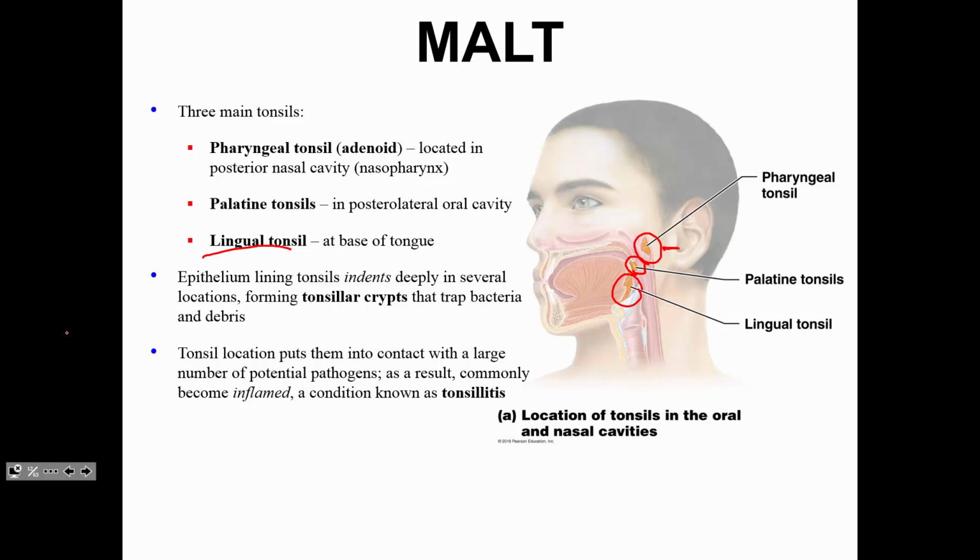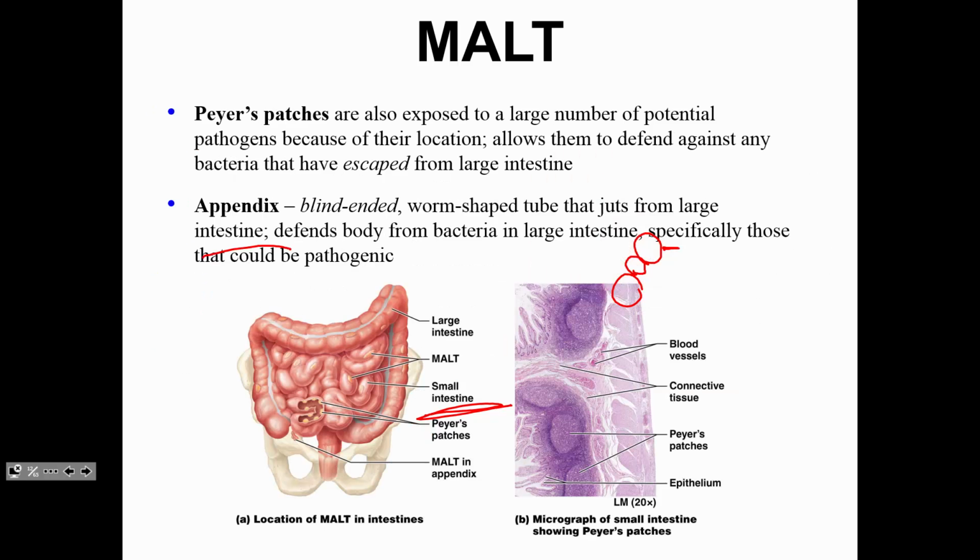Okay, the tonsils have these indents, which are called tonsillar crypts. In the tonsillar crypts, that's where the bacteria and debris are trapped. The location of your tonsils is going to put them in direct contact with a lot of pathogens. As a result, a lot of times they become inflamed, and we call this tonsillitis. Some of you probably had tonsillitis. If you've had several cases of tonsillitis, that's when they're going to look at removing the tonsils.